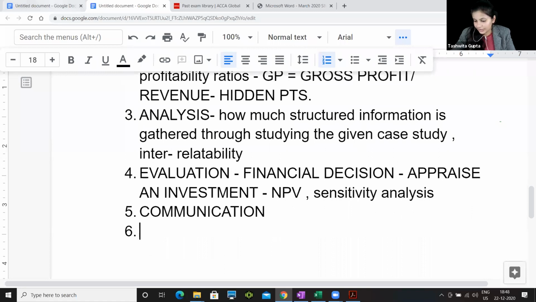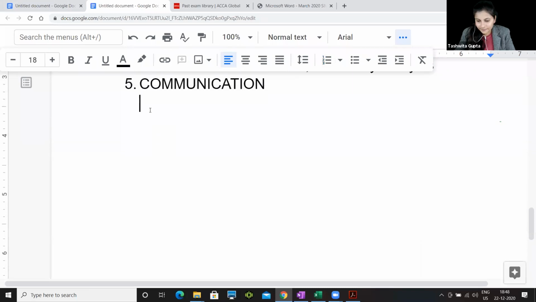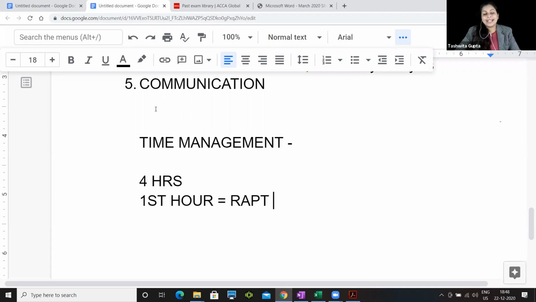Okay. So let us just quickly discuss the way we are going to manage our time. Time management. Now, time management would be, your 4 hours are available. So the first hour is your RAPT. What is RAPT? Reading and planning time. So in the first hour, I'm just going to read the case study.